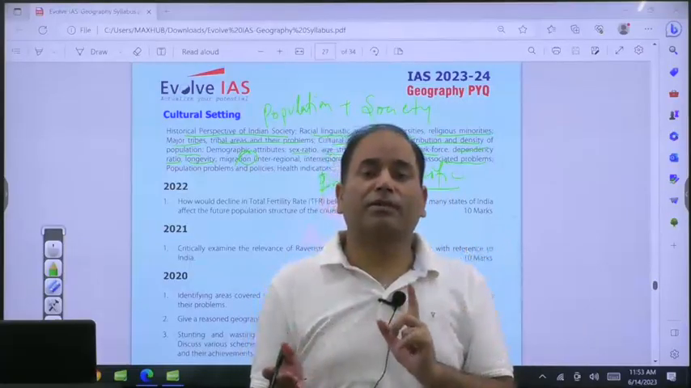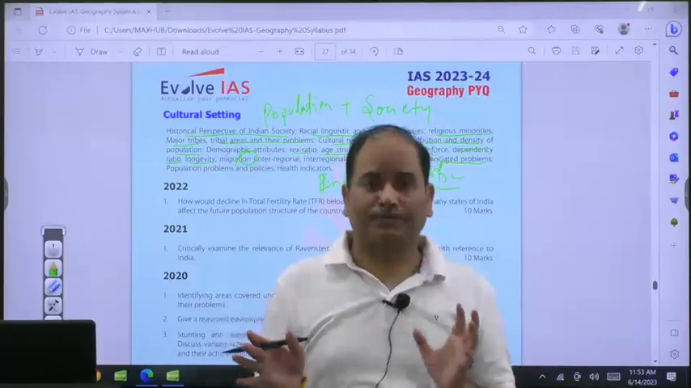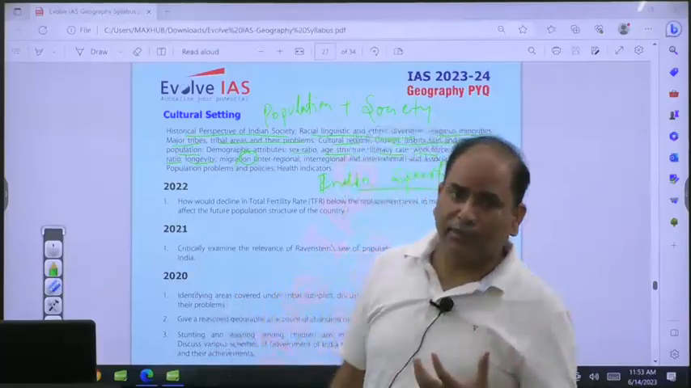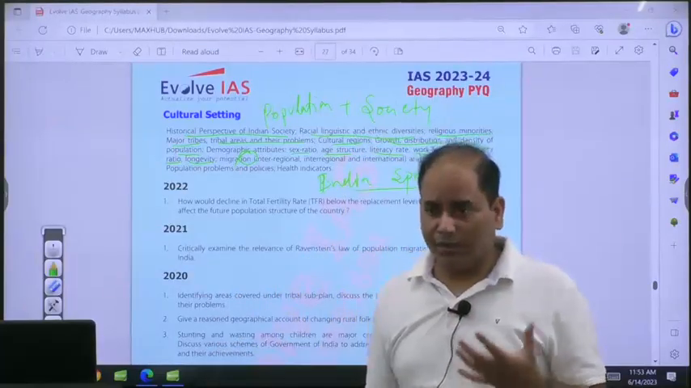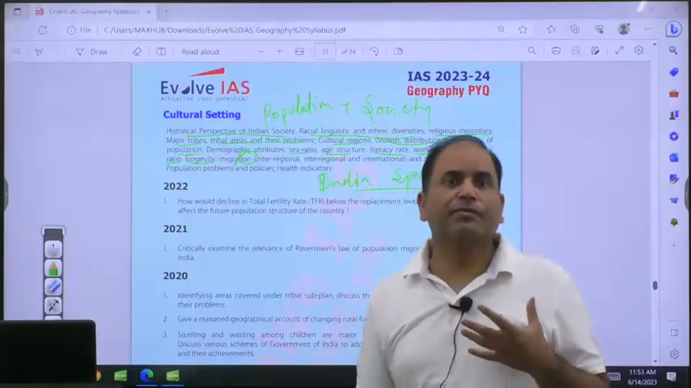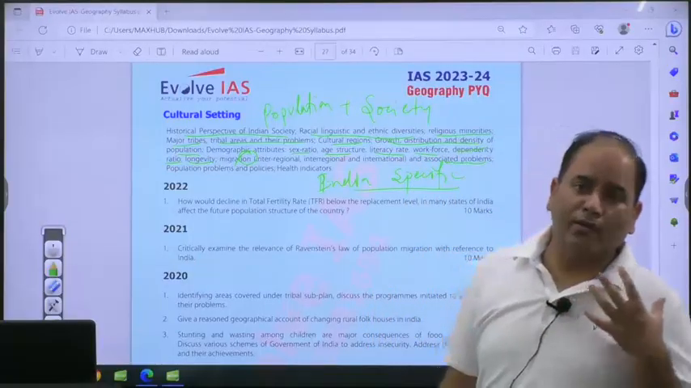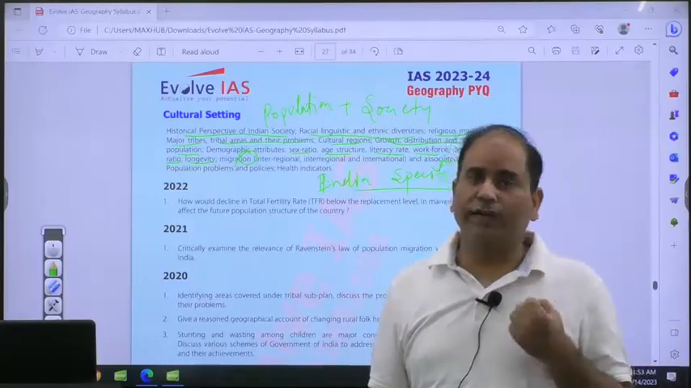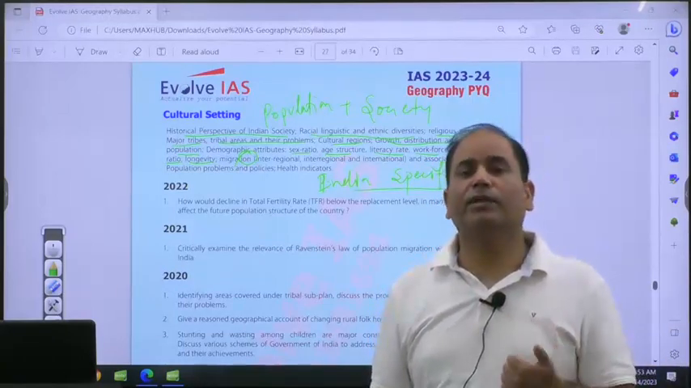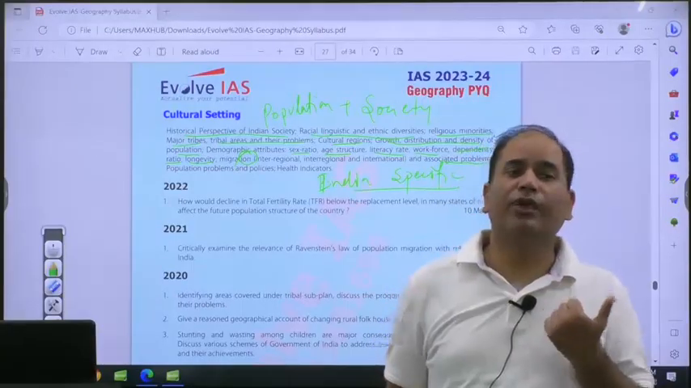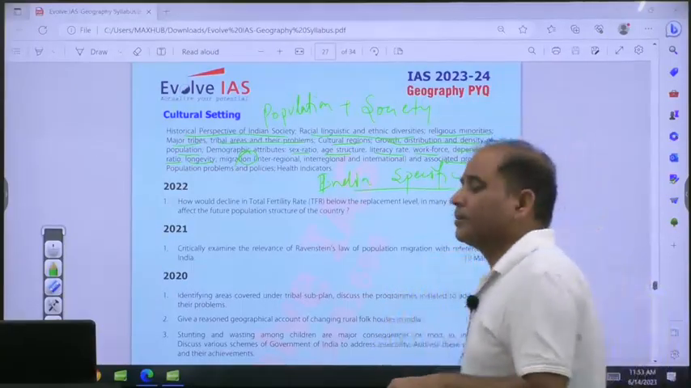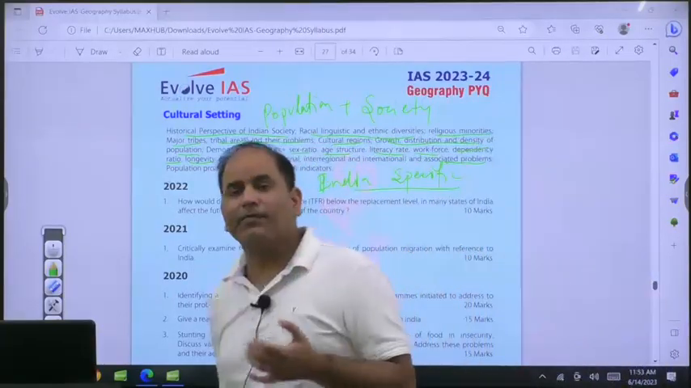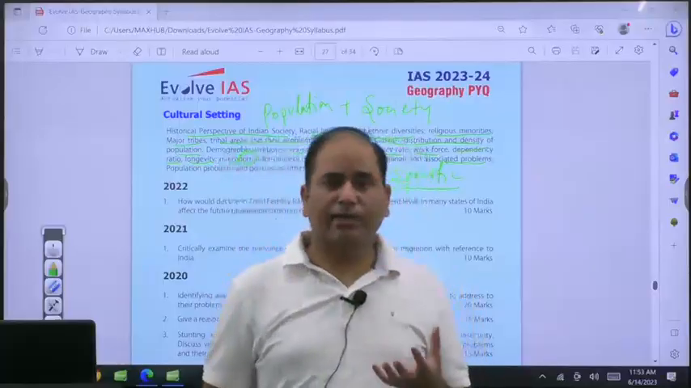The next census was supposed to be in 2021. The process was supposed to start in 2020, but we all know that 2020 was the year when the whole world was affected by COVID-19. तो कोविड आया, कोरोना वायरस आया, उसकी वजह से हमारा सेंसस का प्रोसेस शुरू नहीं हुआ. बाद में सेंसस का प्रोसेस 2021 में शुरू होना था, but again it has been delayed.